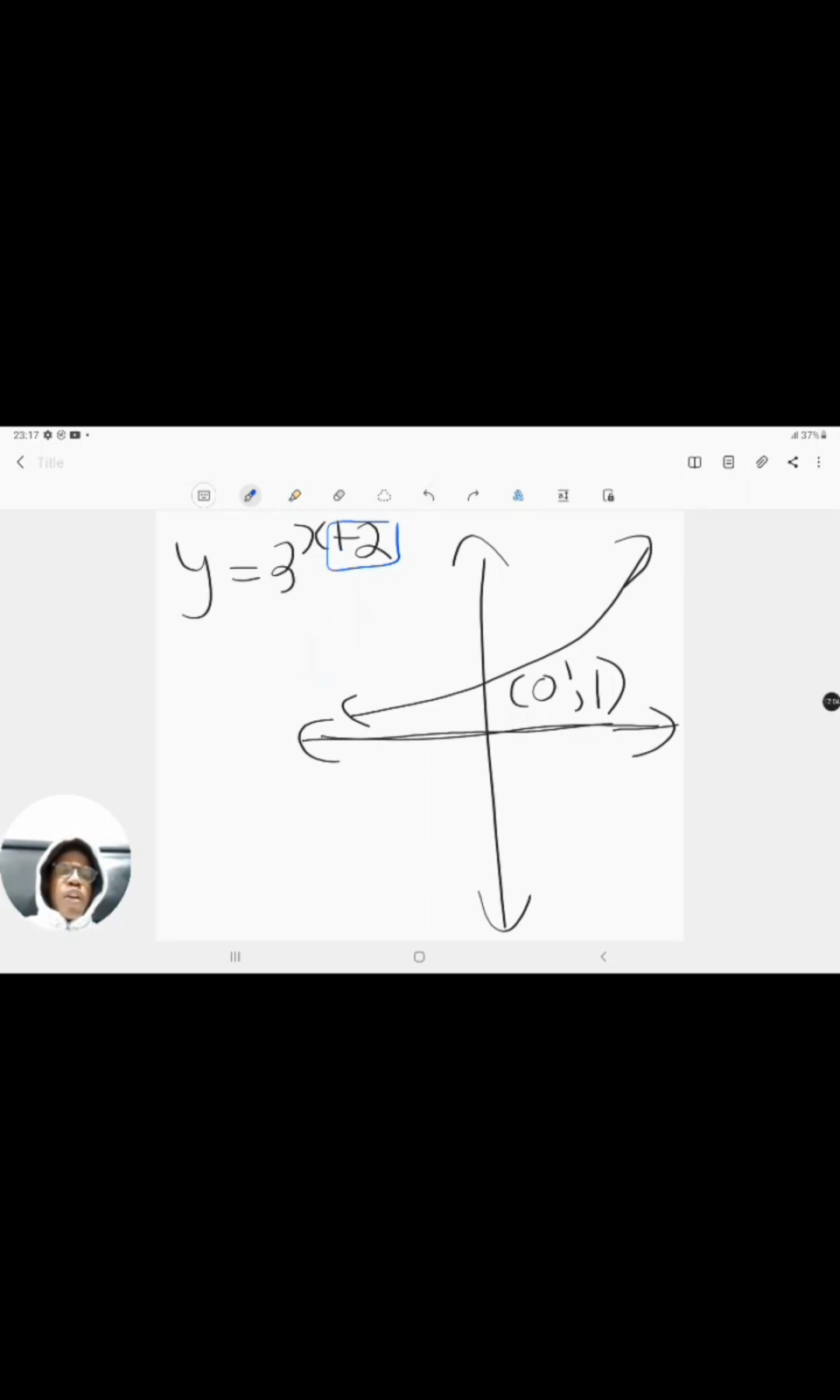So every single point on this graph will move 2 units to the left, up until your new graph looks something like that. Okay, your new graph will look something like that, and that's it.